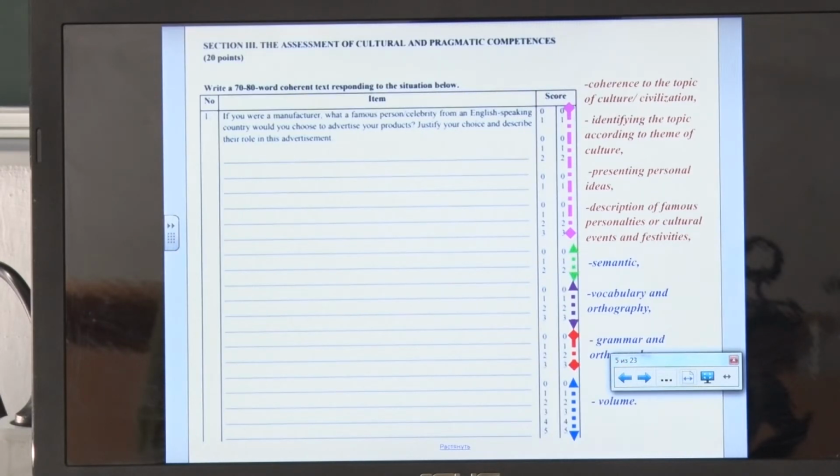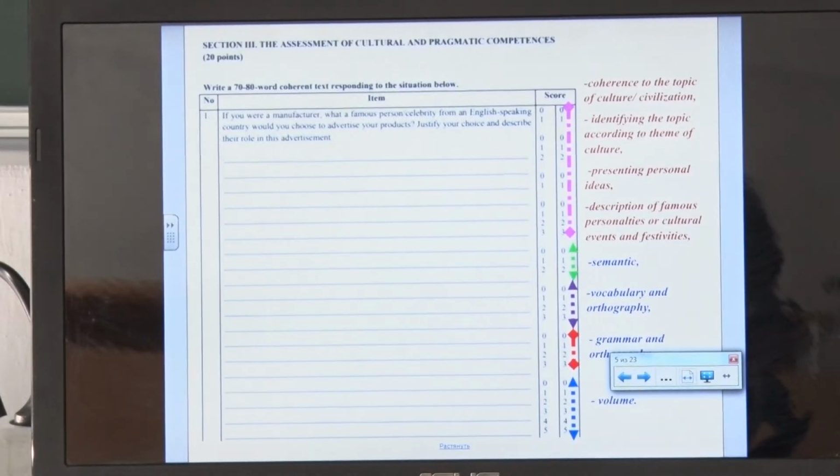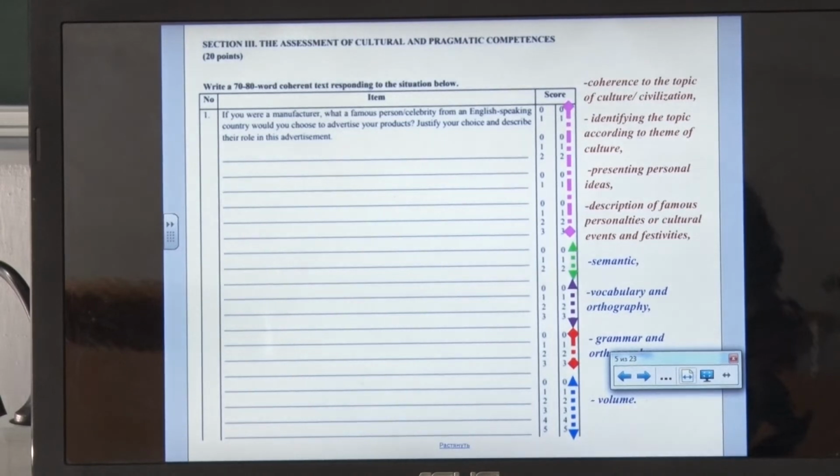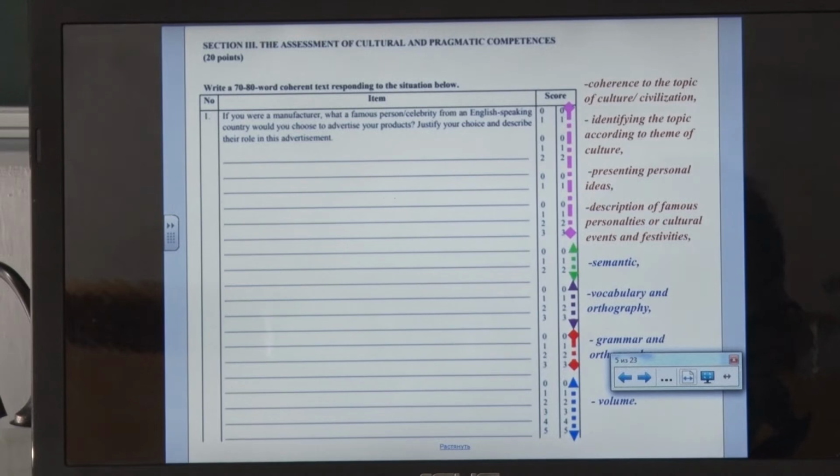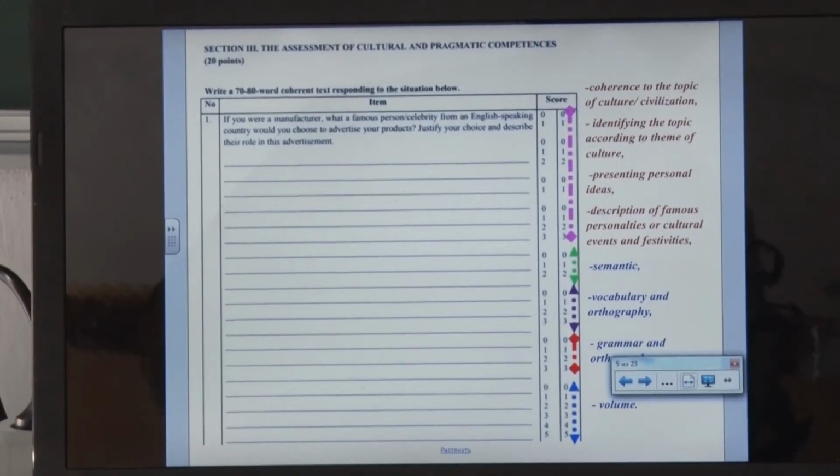cultural and pragmatic text. The first 7 points you can get for the right coherence to the topic of culture and civilization. Also, you can get all the 7 points for identifying the topic according to the theme of culture. Presenting personal ideas is also important. Description of famous personalities or cultural events and festivities is also included in this task. Be very attentive and look at the topic while you are writing.